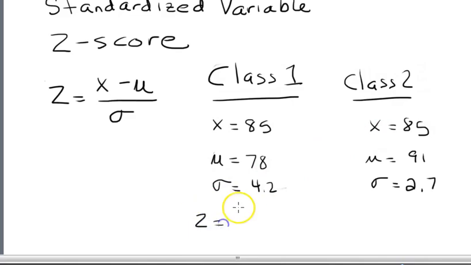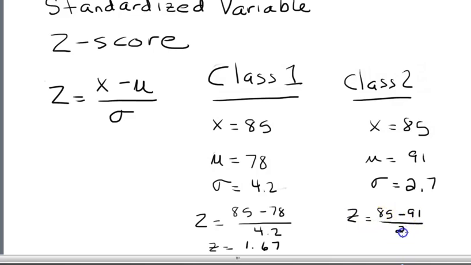So for your z-score, you would take your 85 minus the 78 divided by the standard deviation, and you get a z-score value of 1.67. For your friend, you're going to take the 85, but in this case, minus 91 divided by 2.7, which is the standard deviation. And your friend's 85 has a z-score of negative 2.2.